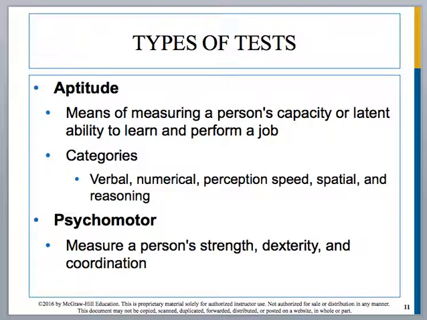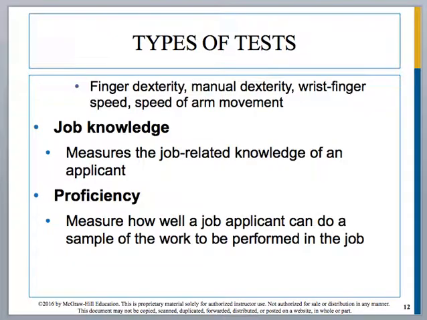We have the psychomotor test, which measures your strength, dexterity, and coordination. We look at your speed of arm movement, manual dexterity, your wrist-finger speed. And then another test is job knowledge, which measures how much knowledge you actually have about a particular job that you're applying for.